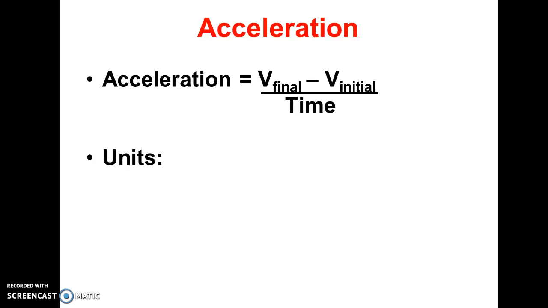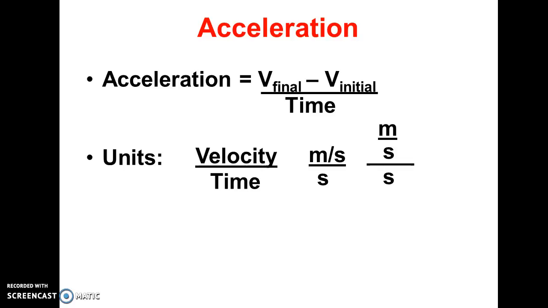Now units on acceleration. The units for velocity are going to be in meters per second, and the units for time are going to be in seconds. So what I end up with is a meter per second over a second. And the fancy math will give you a meter per second squared.